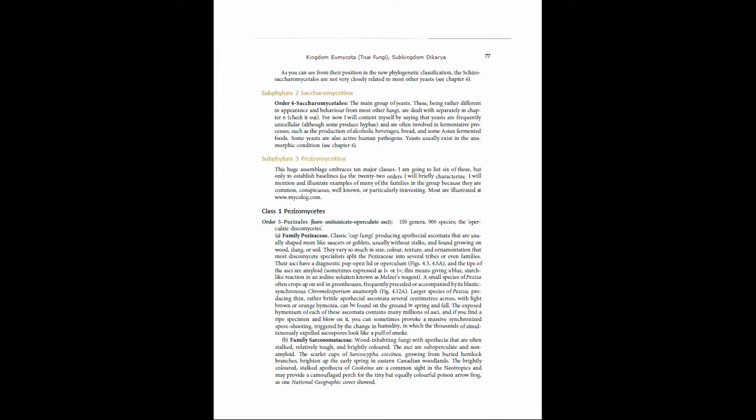B. Family Sarcosomataceae. Wood-inhabiting fungi with apothecia that are often stalked, relatively tough, and brightly colored. The asci are suboperculate and non-amyloid. The scarlet cups of Sarcoscypha coccinea, growing from buried hemlock branches, brighten up the early spring in eastern Canadian woodlands. The brightly colored, stalked apothecia of Cookeina are a common sight in the neotropics and may provide a camouflaged perch for the tiny but equally colorful poison arrow frog, as one National Geographic cover showed.